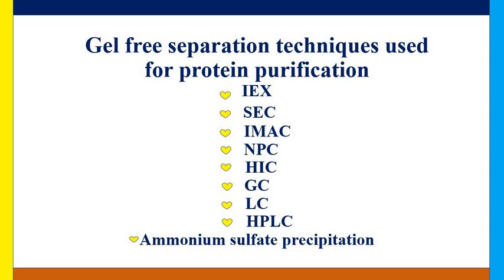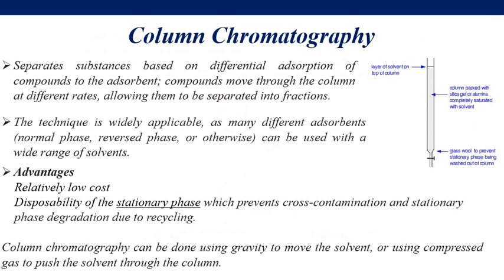This is my fifth video lecture about the strategies which are used during protein extraction and purification from different biological sources. And in this lecture, we will deal with the gel-free separation techniques used for protein purification. These techniques include ion exchange chromatography, size exclusion chromatography, immobilized metal affinity chromatography, normal phase chromatography, hydrophobic interaction chromatography, gas chromatography, liquid chromatography, high pressure liquid chromatography, and ammonium sulfate precipitation.